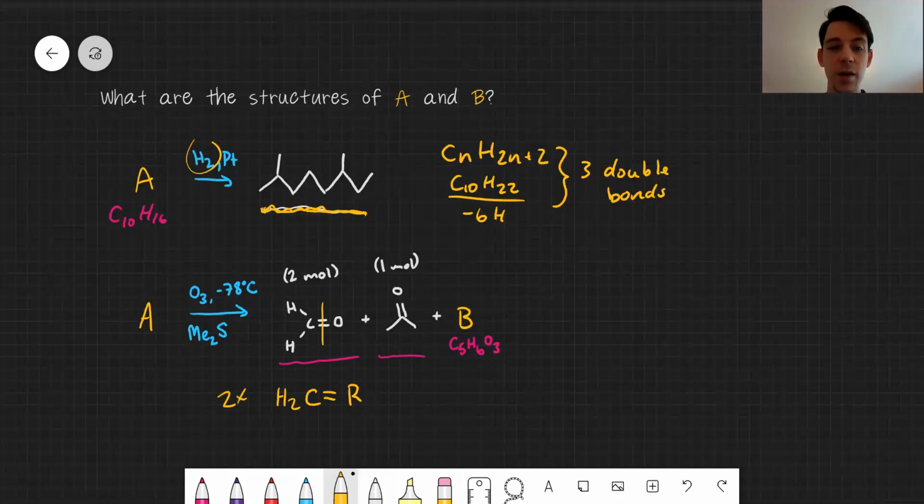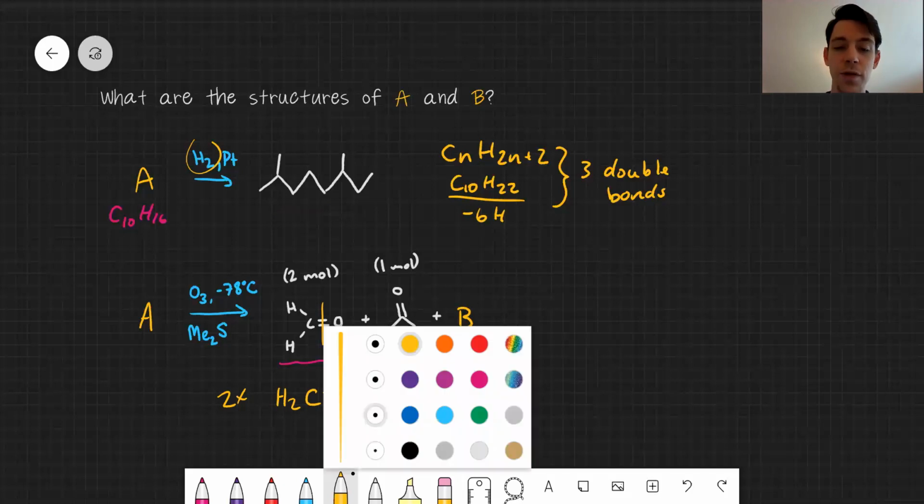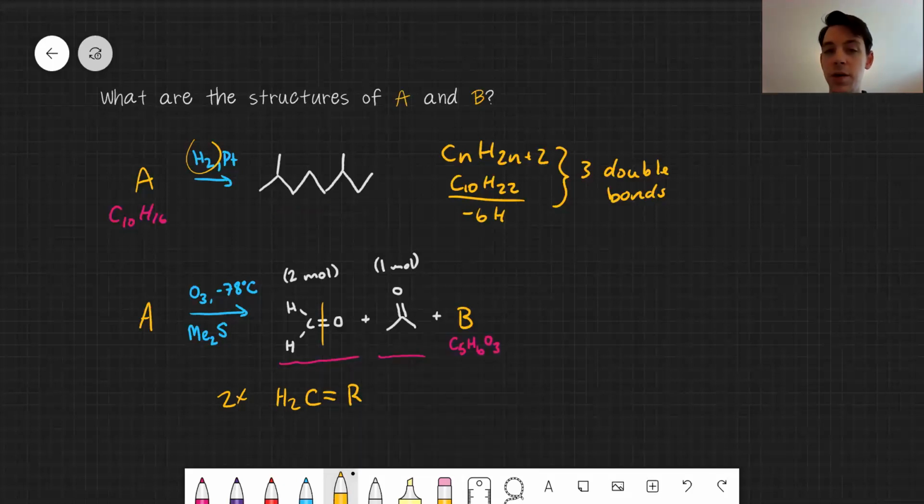Okay, so I'm going to look back at my initial molecule, or my hydrogenated version of A. I want to look for possible locations where a double bond could be on a terminal carbon. And I see that I have 4 terminal carbons in this molecule. Okay, so 2 of those terminal carbons are going to have double bonds attached to them, and the other 2 won't. So we need to figure out which 2 of those are.